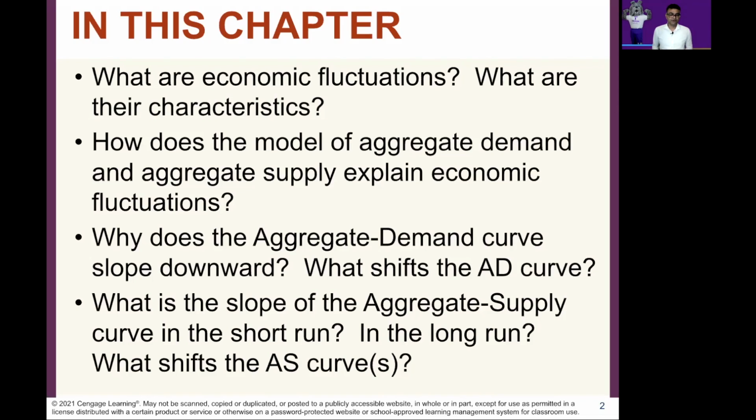There are 5 main sections introduced in this chapter. The first one, 3 key facts about economic fluctuation. Then, explaining short-run economic fluctuations, the aggregate demand curve, the aggregate supply curve, and 2 causes of economic fluctuations.